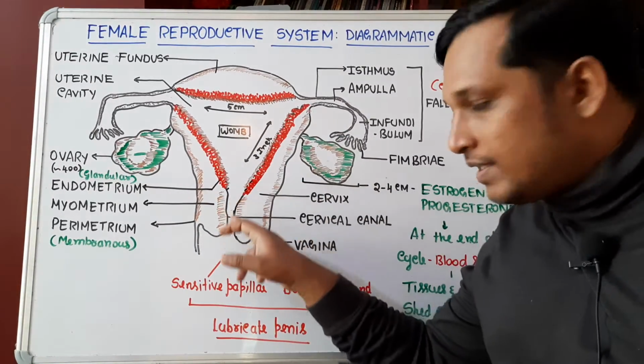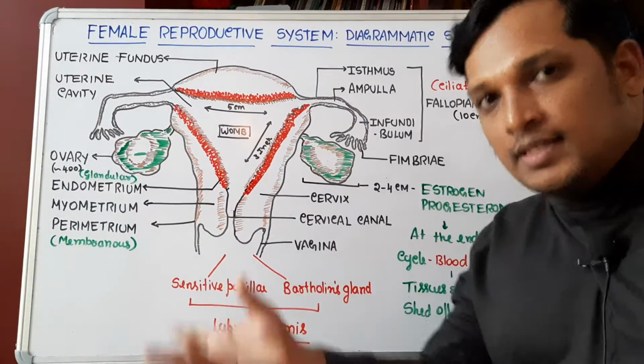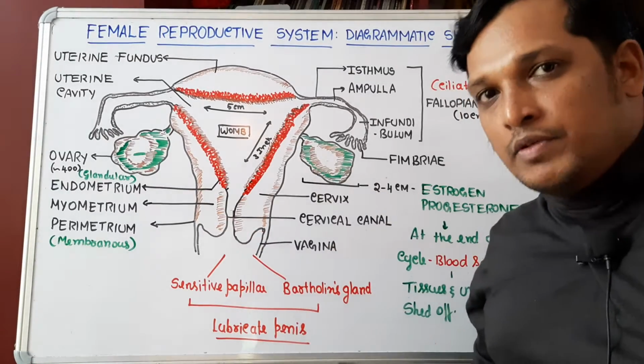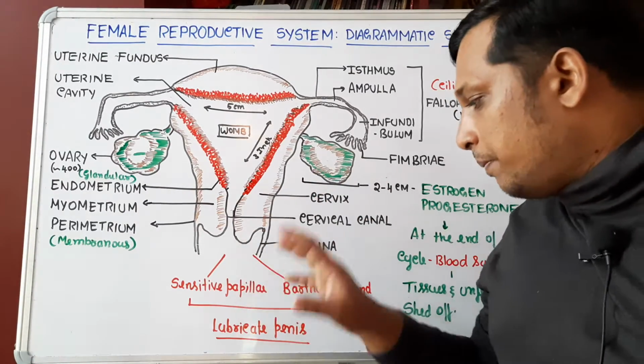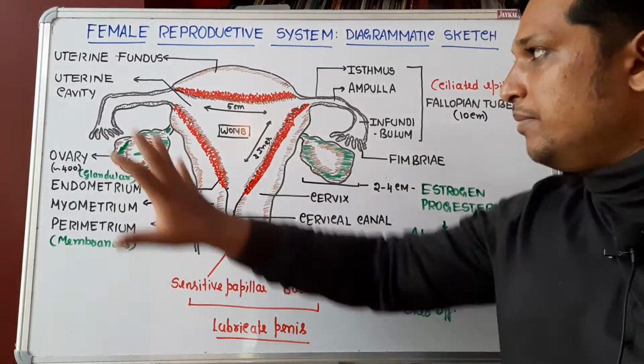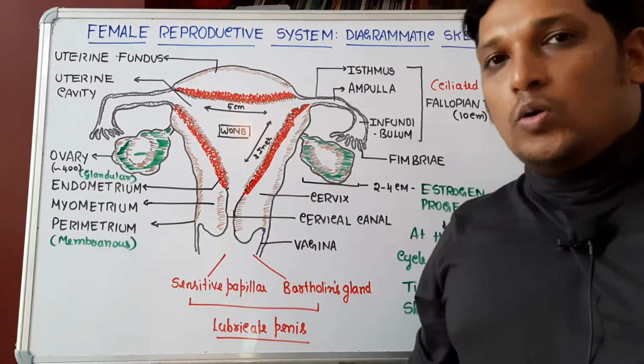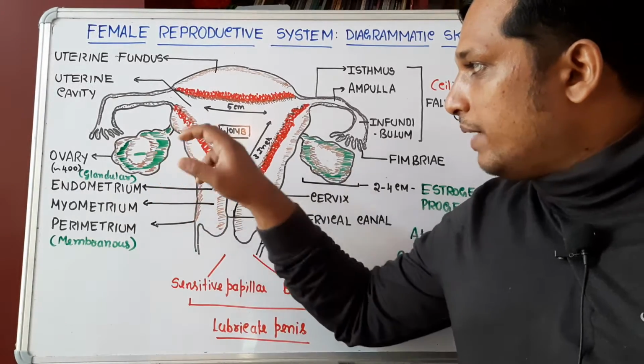The cervix is called the birth canal, where delivery of the baby occurs, and the vagina is the entry point for the penis during sexual intercourse. These are the major parts of the female reproductive system. Now let us take the ovary. The ovary is attached to the pelvic wall.